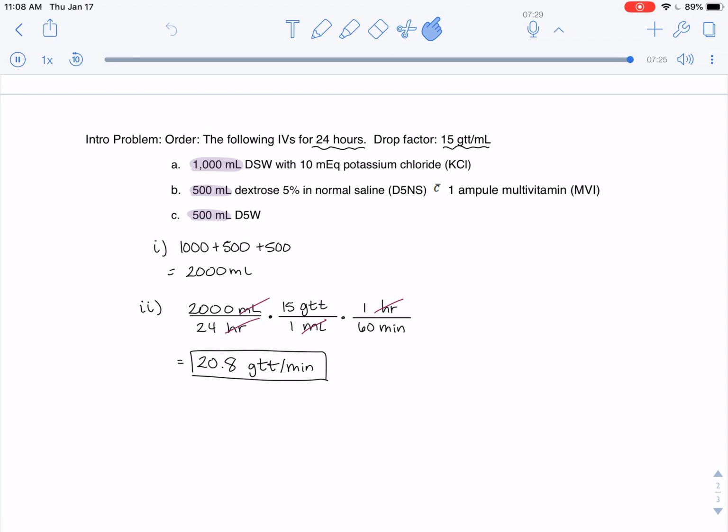All right, and that's it. That's our dimensional analysis for intravenous calculations.